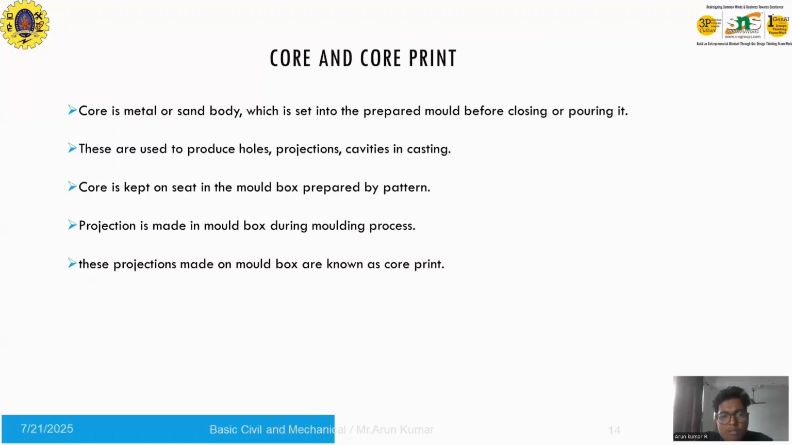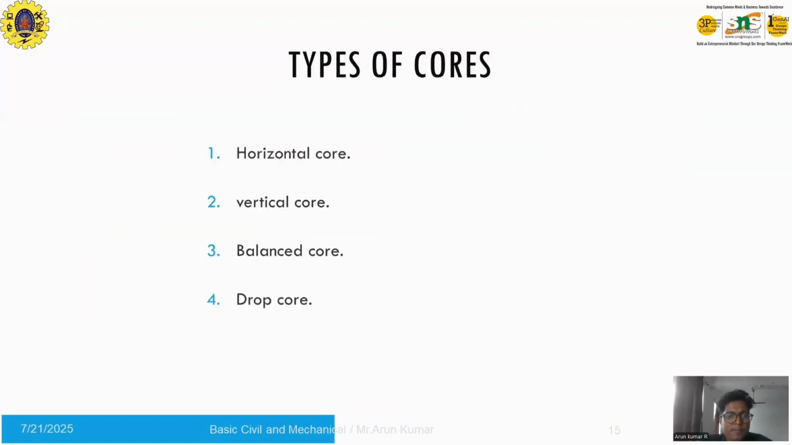So what is the meaning of core and core print? The core is a metal or sand body which is set into the prepared mold before closing or pouring. These are used for making holes, projections and cavities in the casting. The core is kept and sealed in the mold box prepared by the pattern. The projections made on the mold box during the molding process are known as core prints.